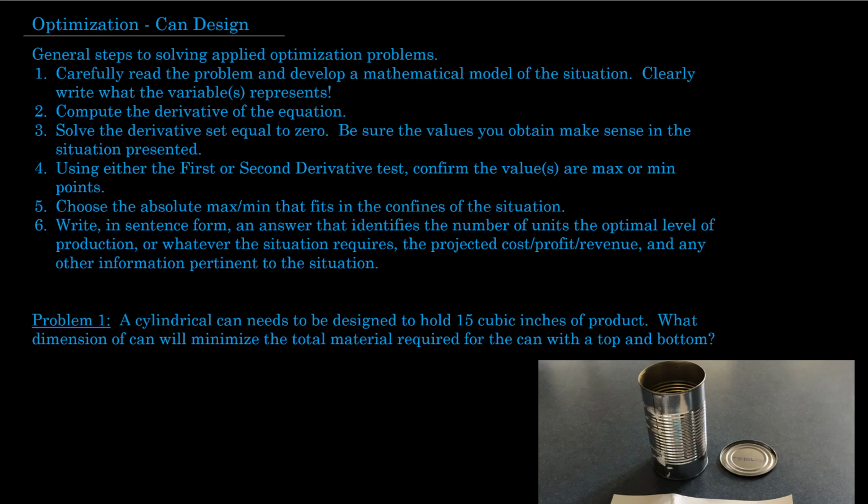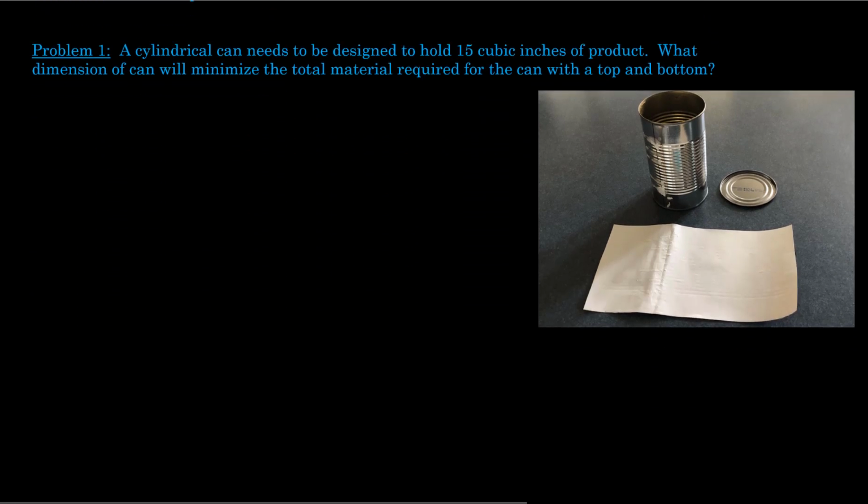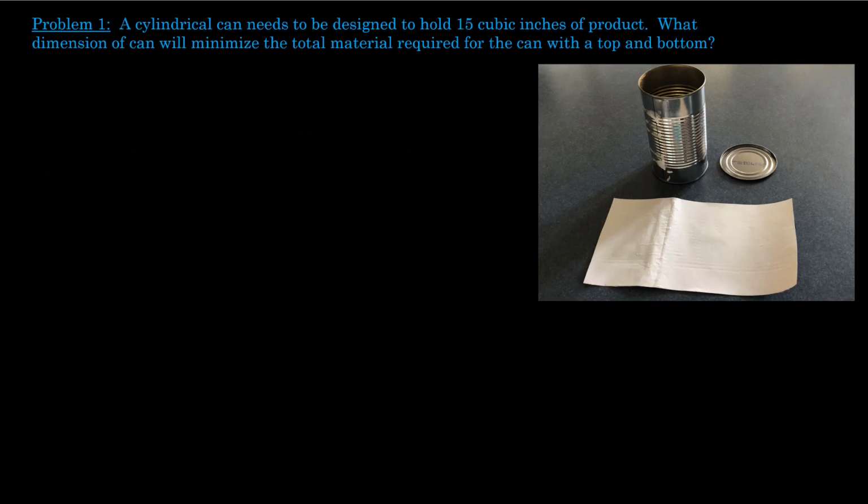Let's take a look at this problem below. We're told that a cylindrical can needs to be designed to hold 15 cubic inches of product. What dimensions of can will minimize the total material required for the can with a top and a bottom?